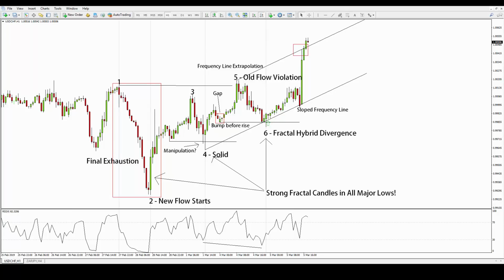Observe that the target was hit at the extrapolated sloped frequency line. Observe also how price touched the original frequency line before it shot upwards to the target. I hope you learned something new with this analysis.